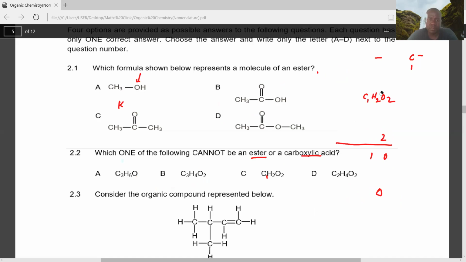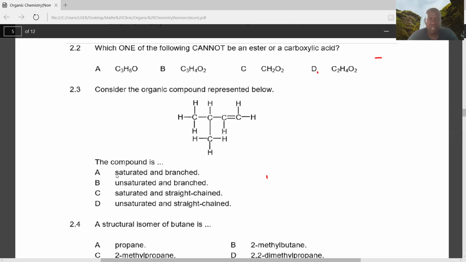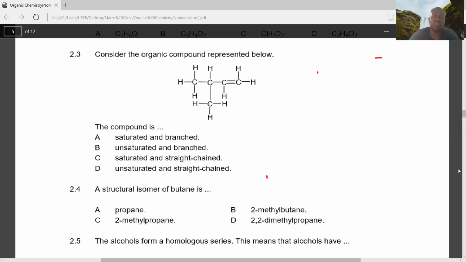Okay, let's now move to 2.3. 2.3, what do you have? It says consider the organic compound represented below. First of all, let's check to which homologous series this compound belongs. You see, this compound has a double bond, so it is an alkene. It belongs to the alkenes.